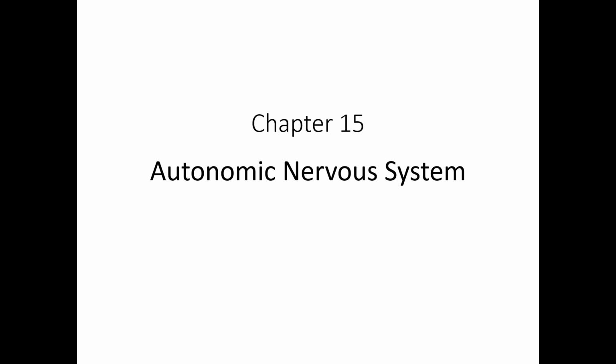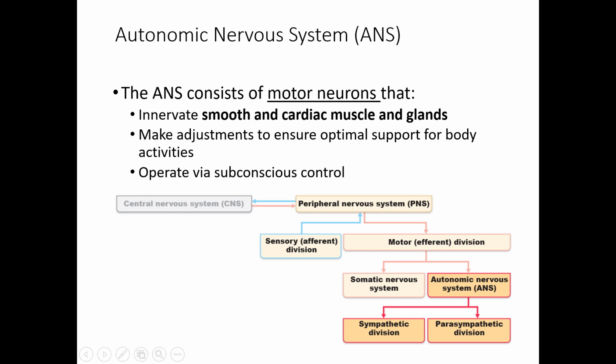Chapter 15, Autonomic Nervous System. We will not go through everything in this chapter. You will just learn the very basics of the autonomic nervous system. First of all, the definition, what it is.